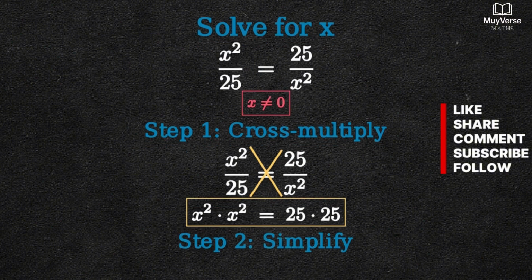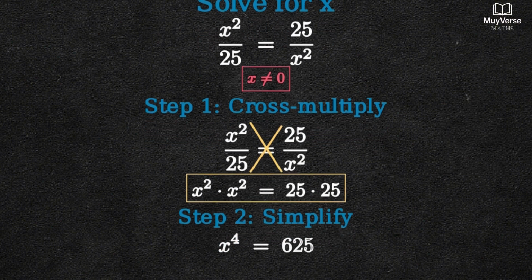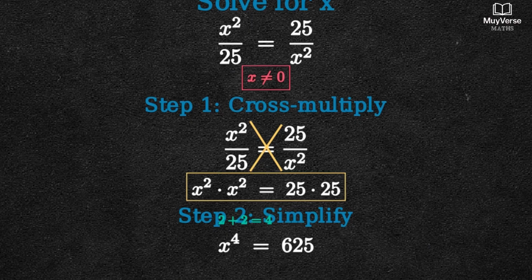Step 2. Simplify each side. When we multiply x squared by x squared, we add exponents. 2 plus 2 equals 4, so x to the fourth. And 25 times 25 equals 625. So we get x to the fourth equals 625.